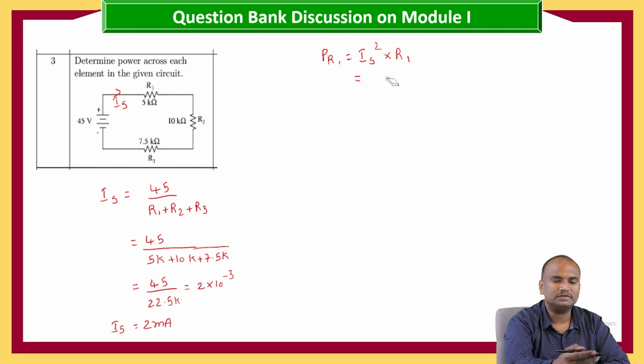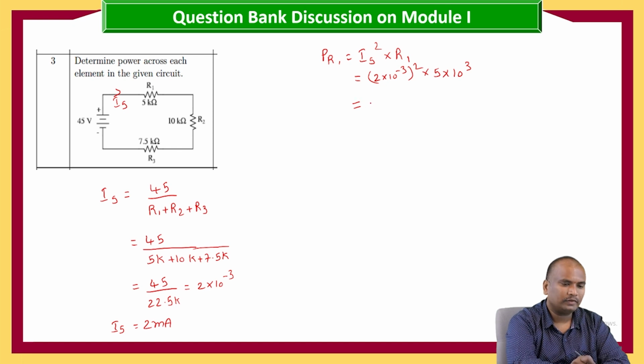Here 2 milliamperes. So 2 into 10 to the power of minus 3 whole square into 5 into 10 cube, which is equal to 20 milliwatts.